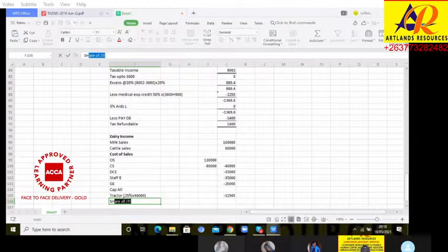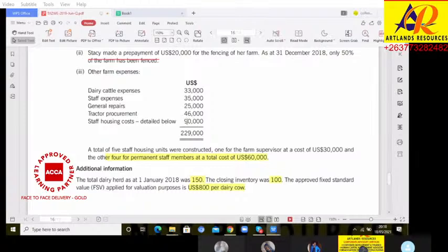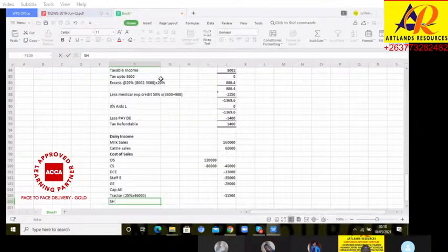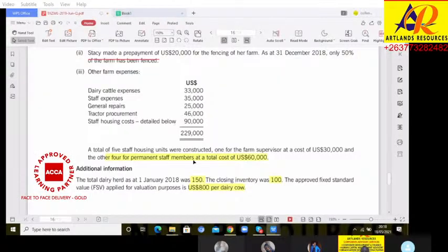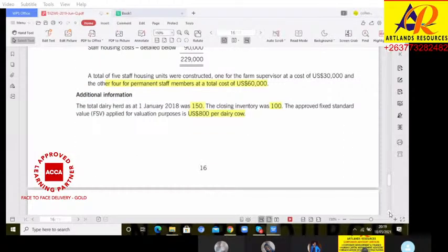And then you've got staff housing. All staff housing units were below the limit, assuming everything is in dollars, so it's 90,000 times 25%. I claim my capital allowances, because I am the farm owner and these units are occupied by farm workers. I claim them.